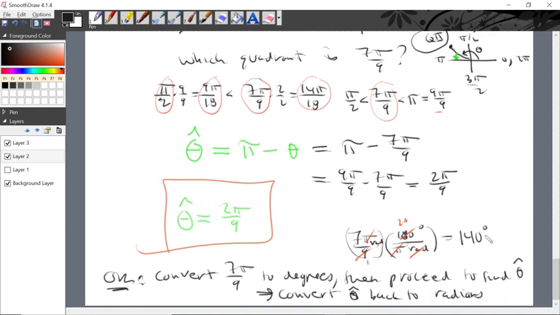Okay? And we know that 140 degrees is between 90 degrees and 180 degrees. Furthermore, we know that the reference would be 40 degrees. That's 180 degrees minus 140 degrees. Then convert 40 degrees back into radians. You'll get 2 pi over 9.